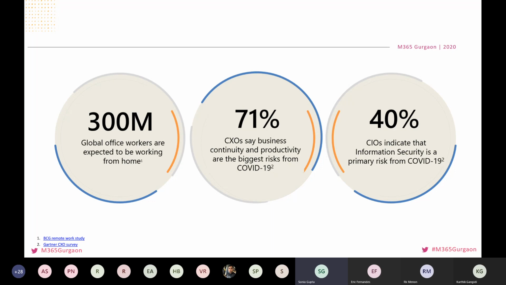Another survey done by Gartner indicates that 71% of the CXOs share their worry around risks that COVID-19 brings around business continuity and productivity to the business and employees at the same time. Not only that, 40% of them are seeing information security as a primary risk from this pandemic situation. Many organizations, executive leaderships realize that cybersecurity needs to be ingrained in the fabric of their day-to-day business, from strategy all the way to operations and customer support, and it no longer is just an IT problem.